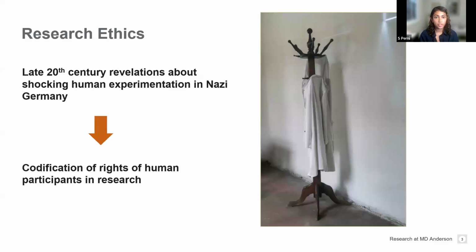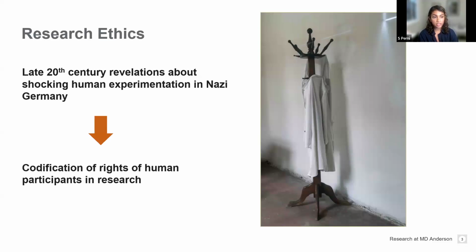So, no disclosures. Research ethics, just to provide some framework, really has its foundation as a field in late 20th century revelations about the shocking human experimentation that went on in Nazi Germany. And this picture on the right is a picture I took some years ago at Auschwitz, where there are some doctors' coats hanging on a rack. And there were several abuses with medical experimentation that really took place there.